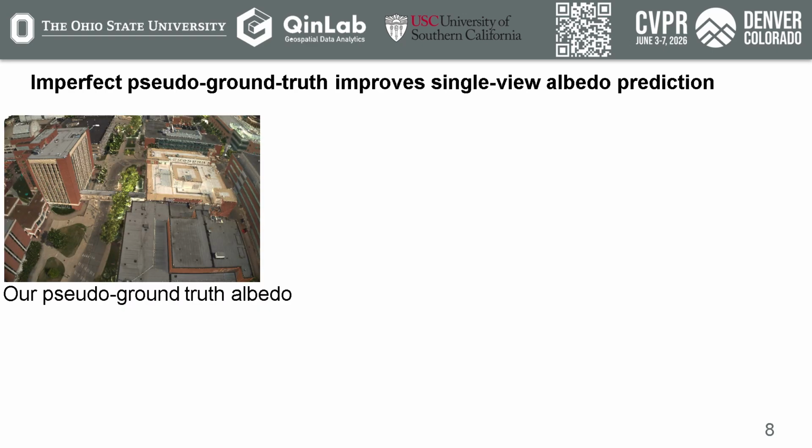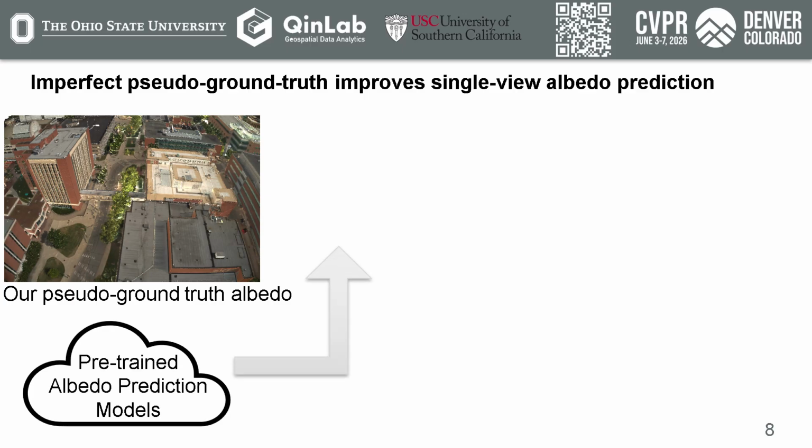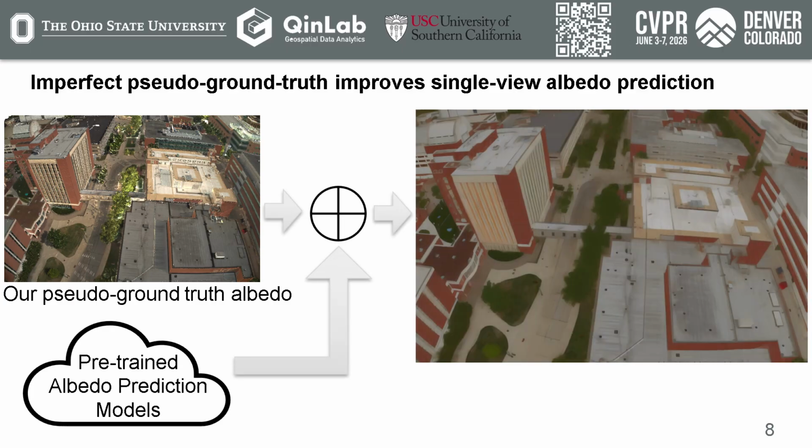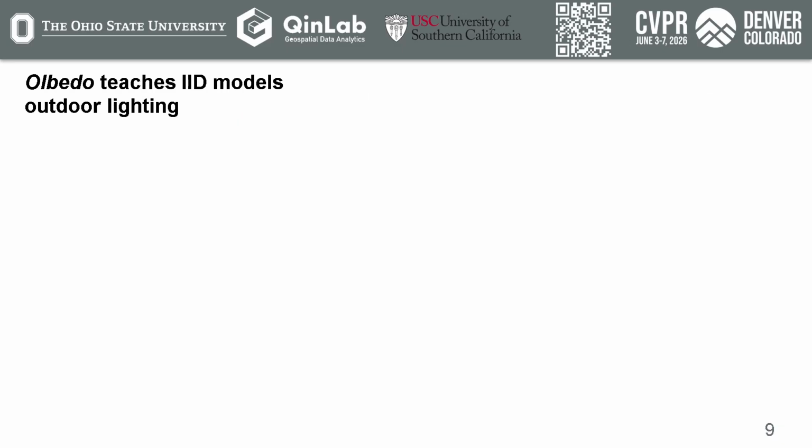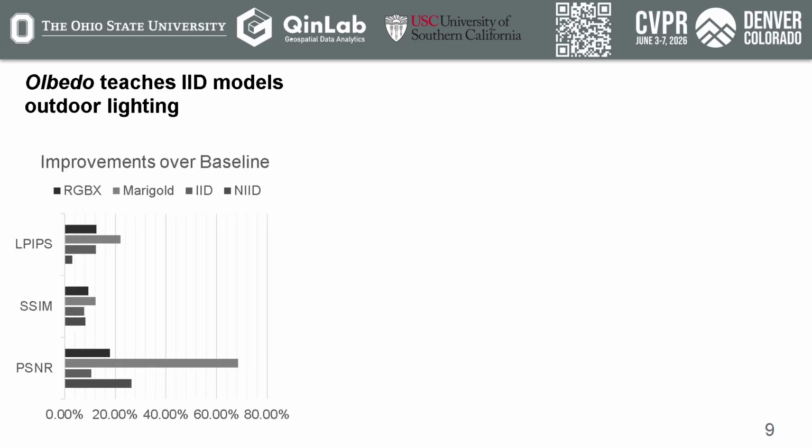Because this is real outdoor data, our labels are pseudo-ground truth, not perfect laboratory measurements. However, the important question is whether they are useful supervision. We use them to fine-tune pre-trained albedo prediction models. The learned model can then take a single aerial image and predict cleaner albedo without requiring multi-view geometry at test time. The results show that Olbedo teaches existing IID models outdoor lighting.